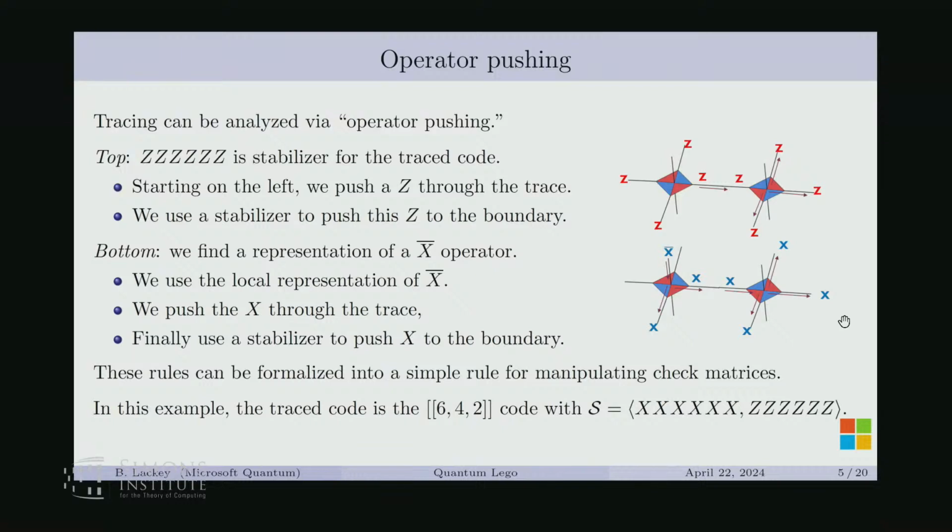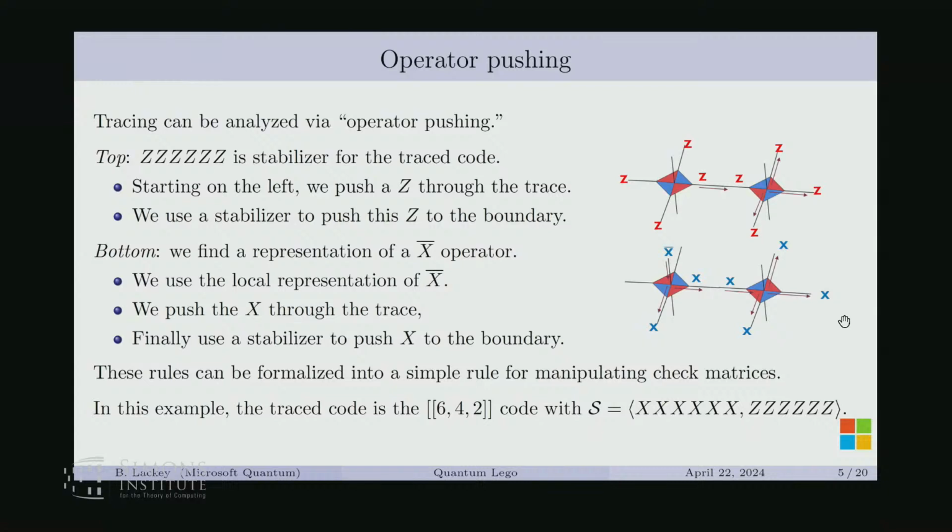422 codes. Okay, great. In a similar way, we could find what one of the logical X's looks like. Again, we just take our X and push it down using the stabilizer rules for the underlying tensor. This one goes out to the boundary, if you will, right away.